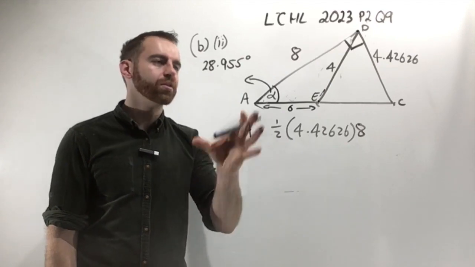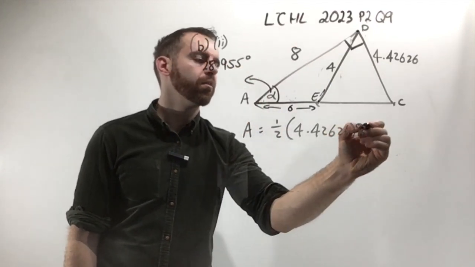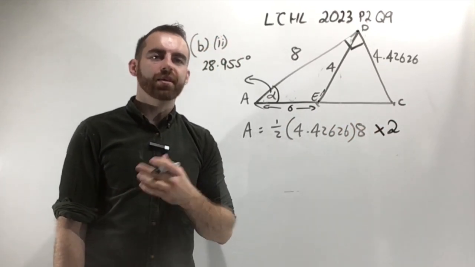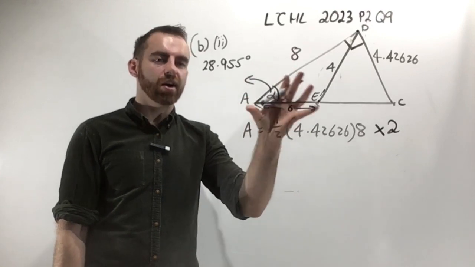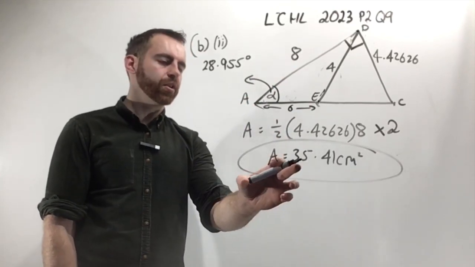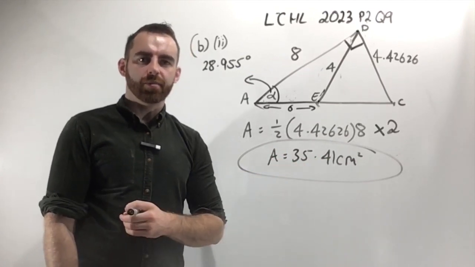But remember, that'll just give me the area of the top half of the diagram, but there's also a bottom half of the diagram, so we have to double that. So at the end, I'll just multiply by 2. And this will give me the area of the entire diagram. So when we plug this into our calculator, our final answer works out as 35.41 centimeters squared. And that's all you have to do for B part 2.